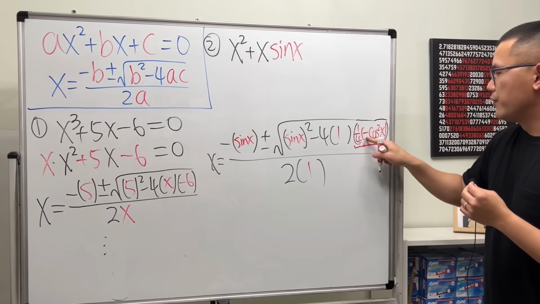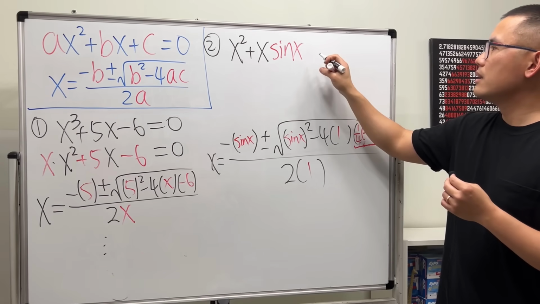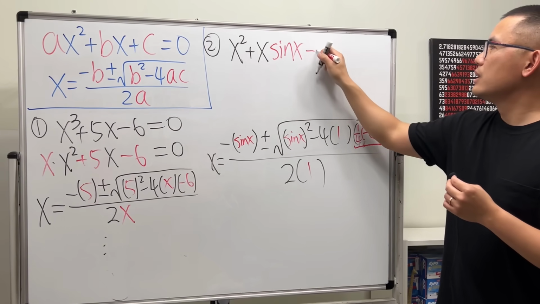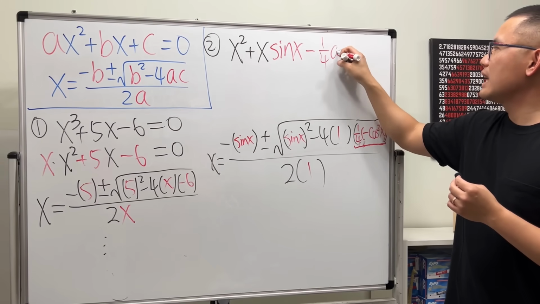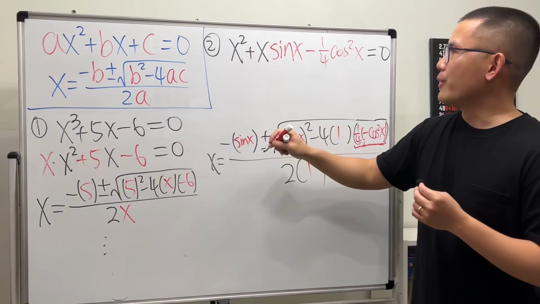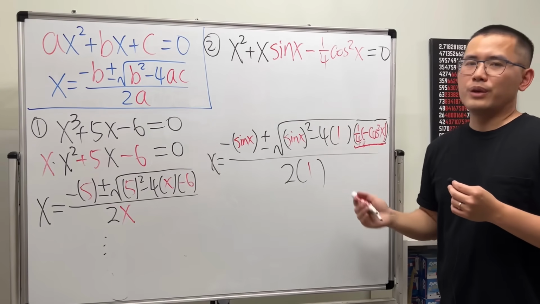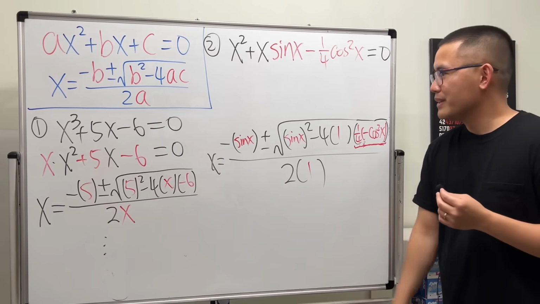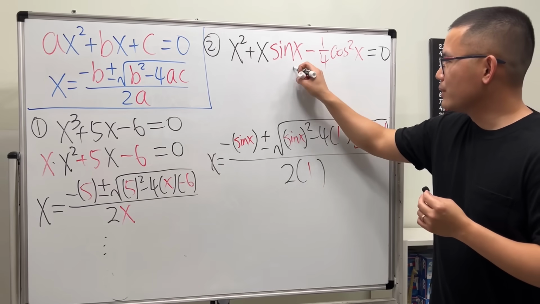Negative 1 over 4, so let me just put down minus 1 over 4 cosine squared x, and that has to be equal to 0. So if you see this equation, what do you do? Well, guess what? You can try to do this.